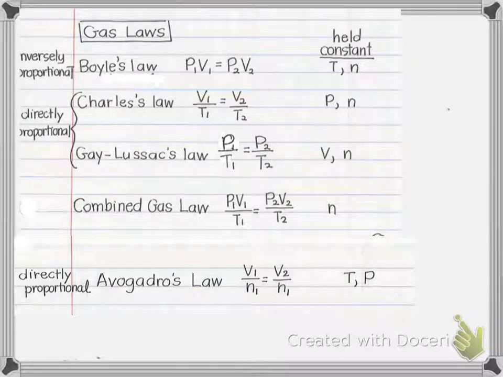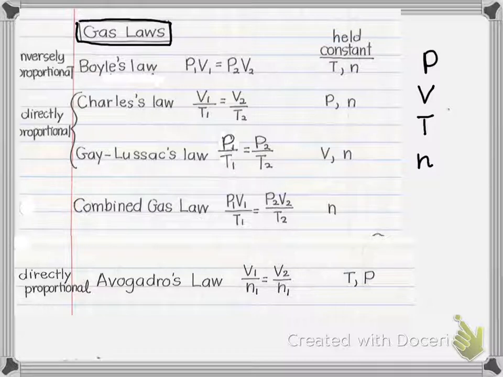There's four variables that are important when discussing the behavior of gases. We have pressure represented by a P, volume represented by a V, temperature, which remember has to be in Kelvin, represented by a T, and the amount in moles. The relationship of these variables can be described in the following gas laws. And these gas laws help us predict the behavior of gases when the conditions change.